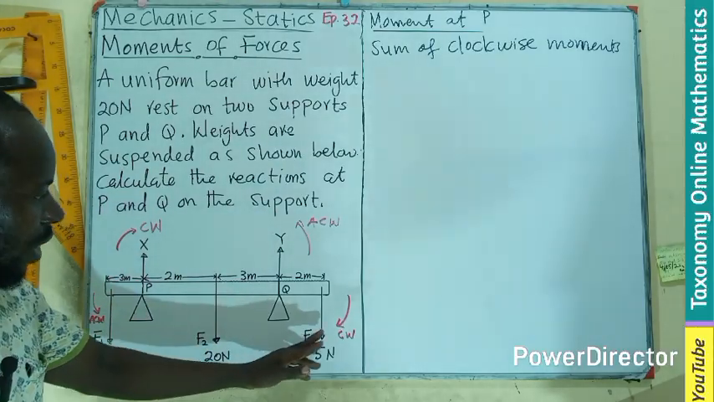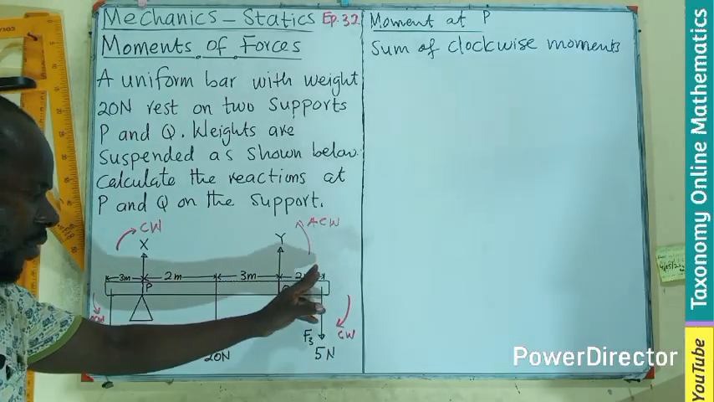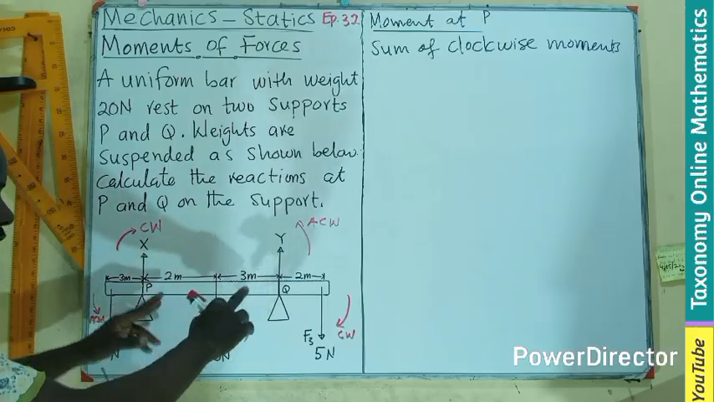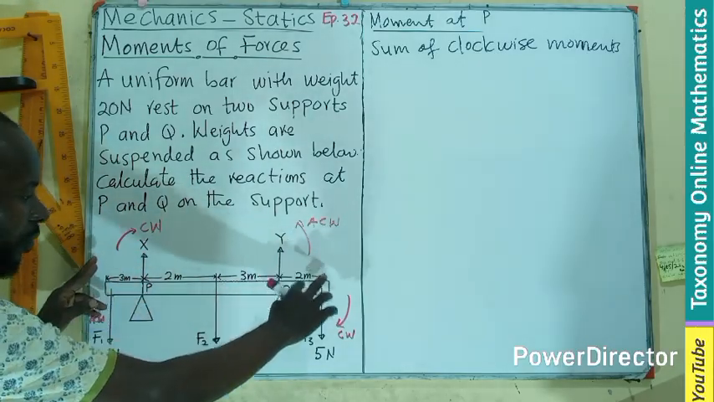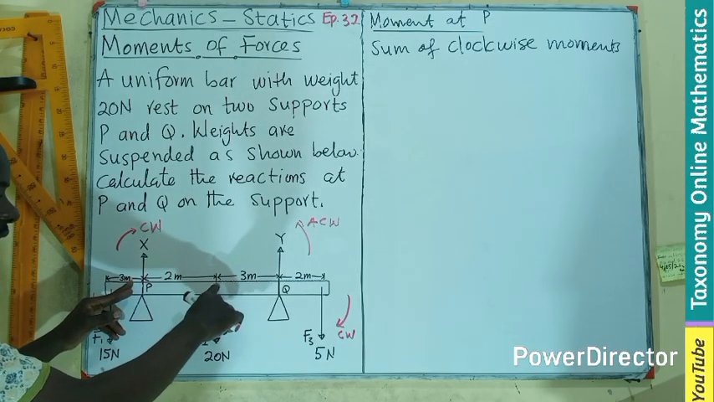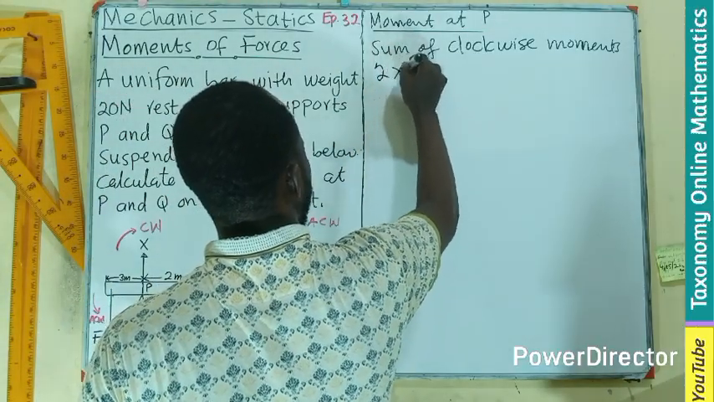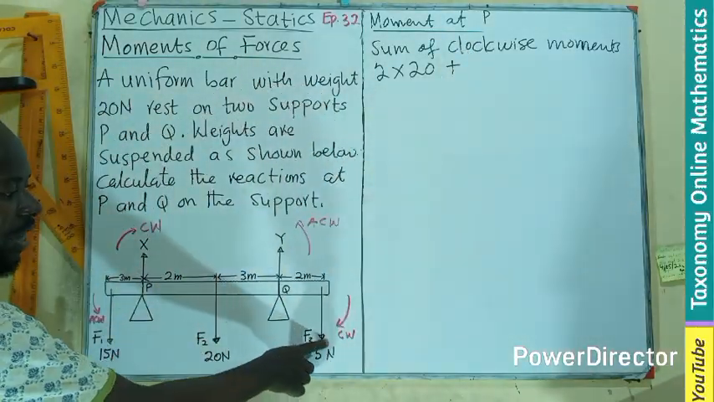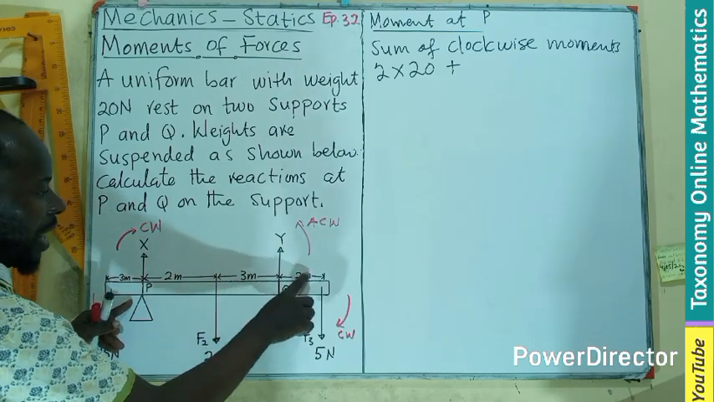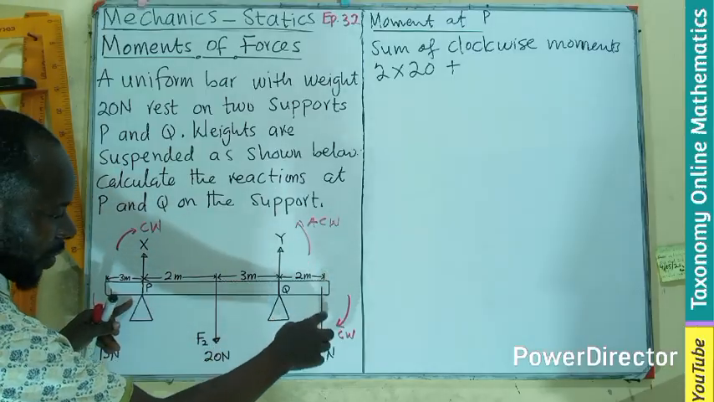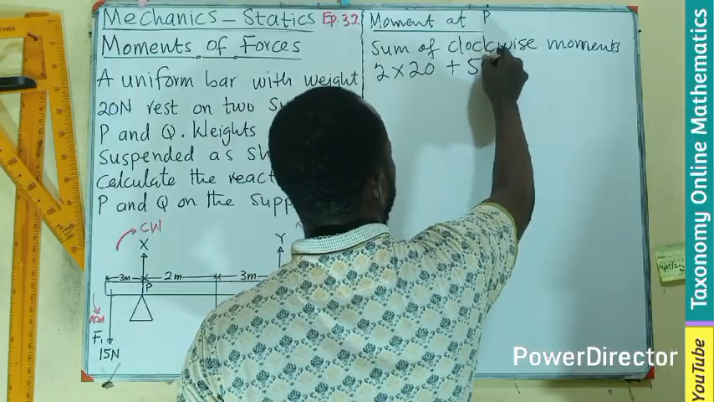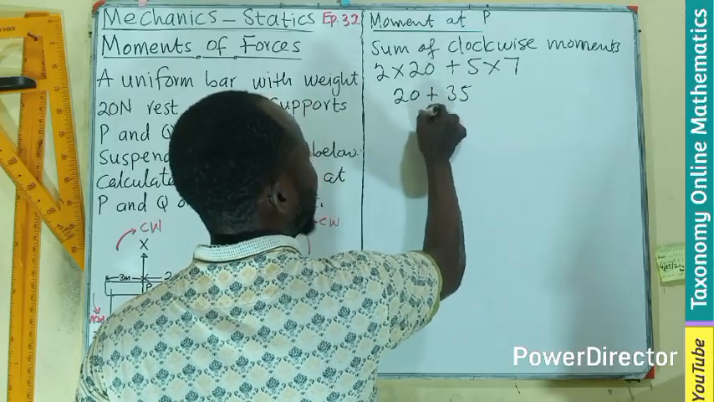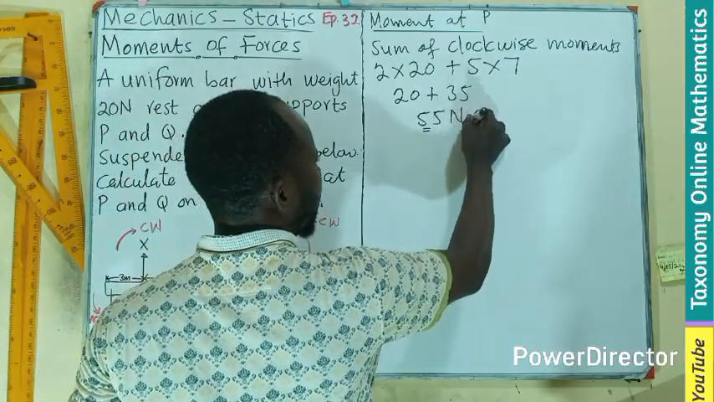But what else can I pick? I am going to pick from here. This is going down, and this is also going to move down. So what is the distance of force 20? You see, this is the center of gravity. So we are going to have the distance of 2 meters for the force 20. So we're having 2 times 20. That's the first force that will move in the clockwise direction, plus the second force, which is here, moving from P. 2 plus 3 plus 2, making 7. So 7 meters with the force, which is 5. So we're having 5 times 7. This will be 20 plus 35. That gives us 55. Okay. So the moment will be 55 Newton meter.